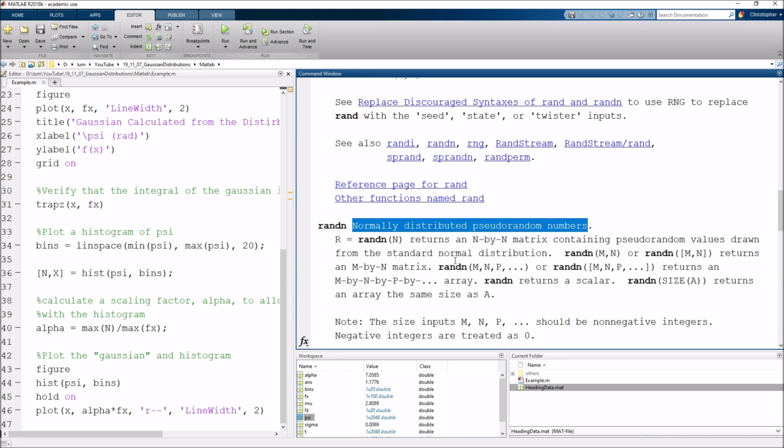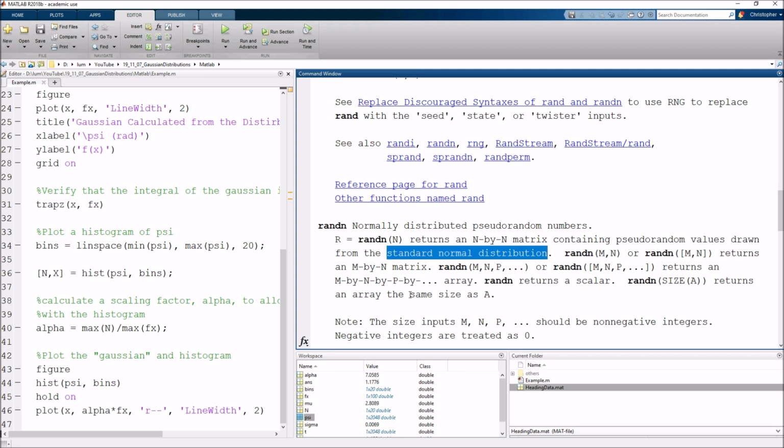The only thing that maybe we want to call to your attention right now is that randn will actually draw values from a standard normal distribution, meaning the mean is 0 and the variance is 1, therefore the standard deviation is 1. So it's not going to get you an arbitrary Gaussian. We're going to have to do a little bit of transformations to make randn give us what we want.